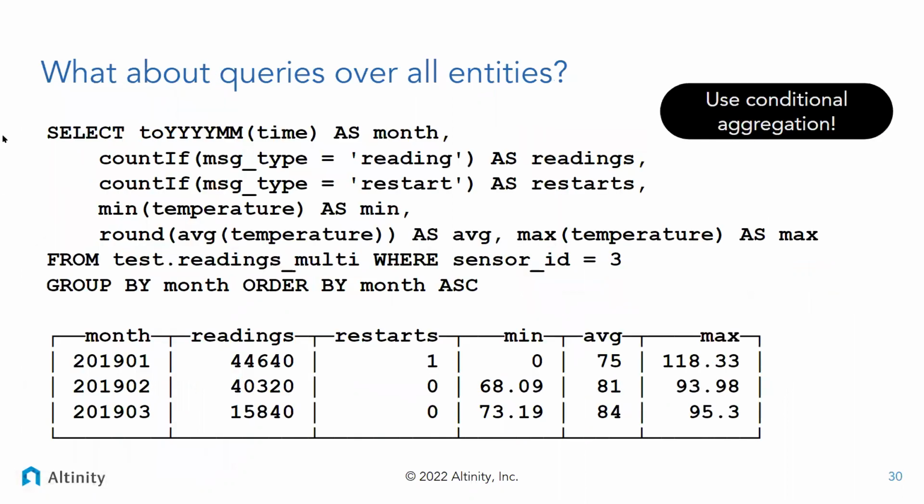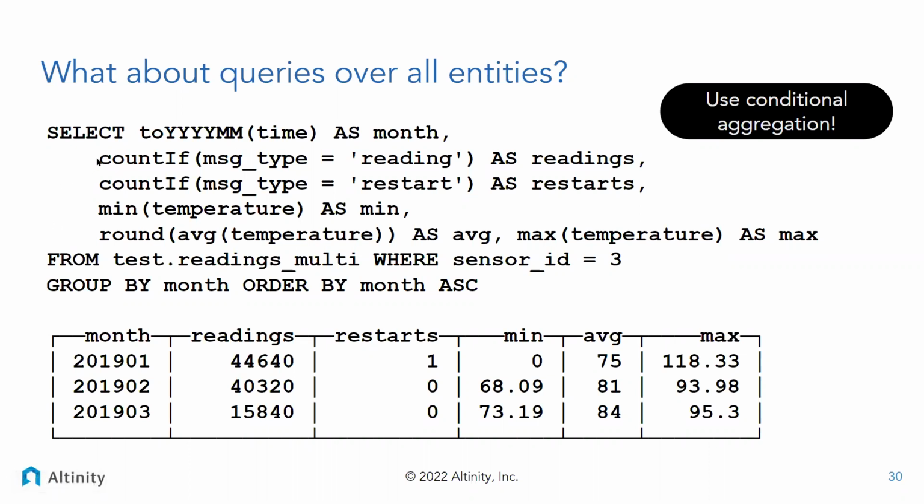So how can we use it? How do we do a query over all entities? Normally, if you're thinking in traditional SQL, you would write a query on each of the entities, and then you would join them together. In this case, what we're looking for is monthly stats on a particular sensor. Like what happened in January, March, how many readings, how many restarts, what were the minimum, average, and maximum values. You probably have to use a self join in many databases.